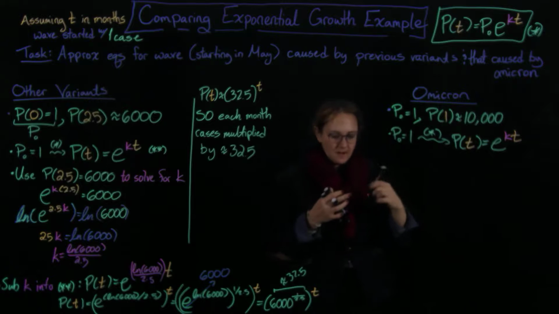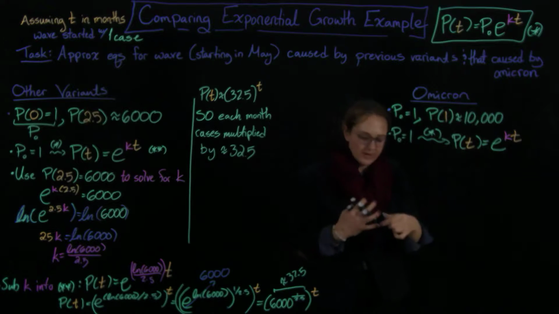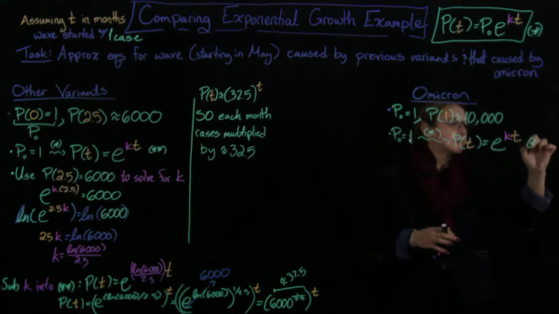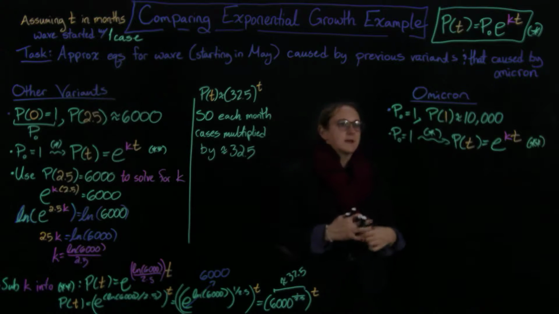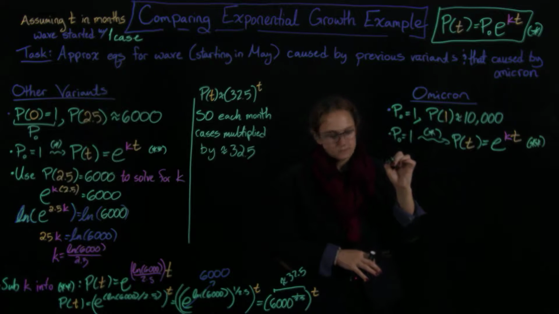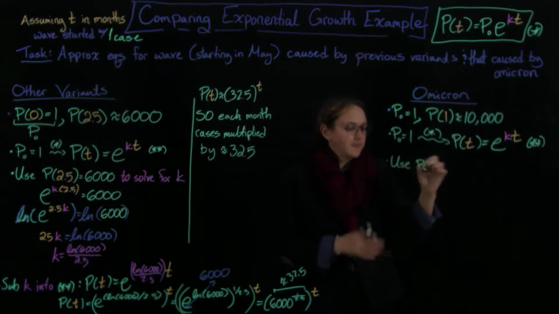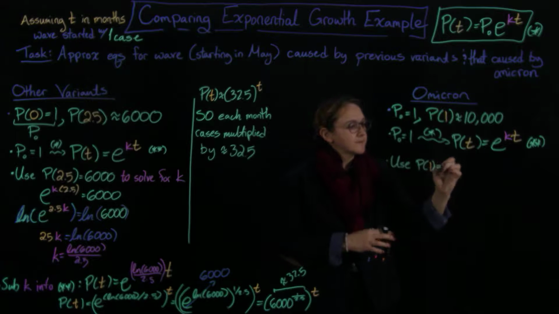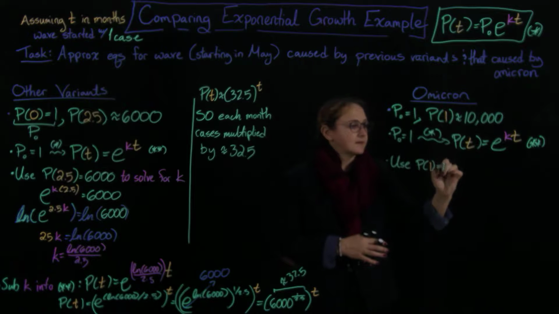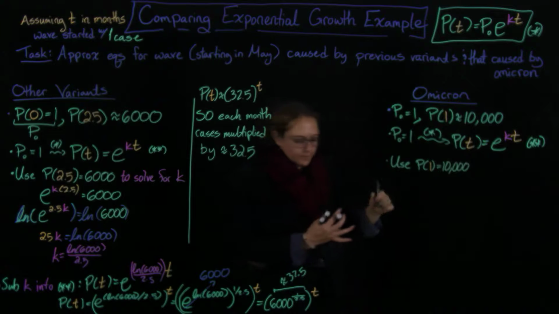Okay, and then the next thing that's going to happen is that, so this is our new equation. I'll put a double star next to that. That's the one that we're working with now, but again, we need to solve for our k. So we're going to use that P of 1 equals 10,000. We're going to say equals 10,000 instead of approximately, to solve for k.